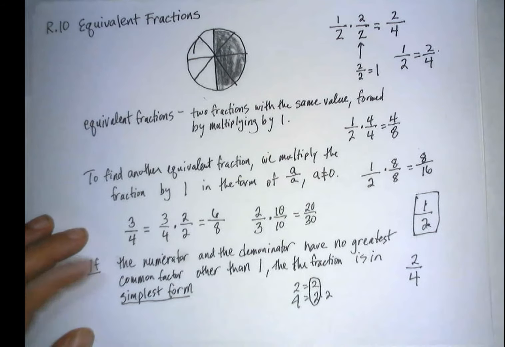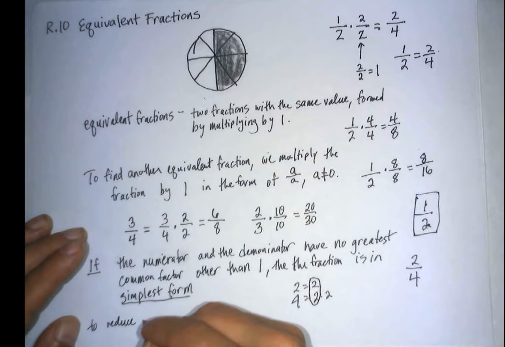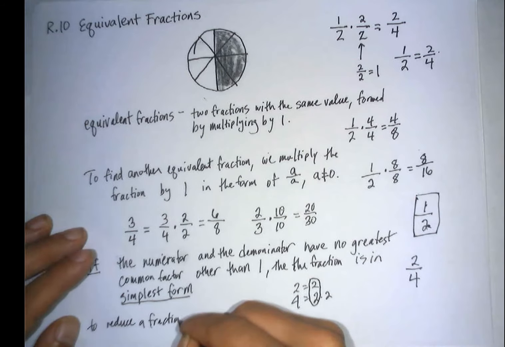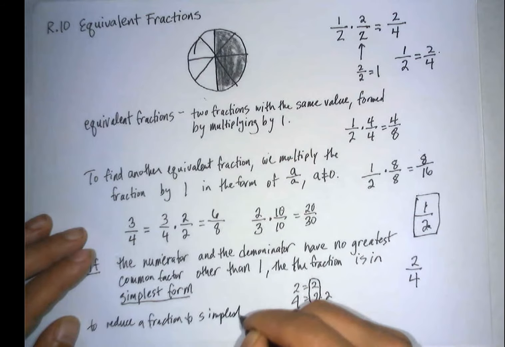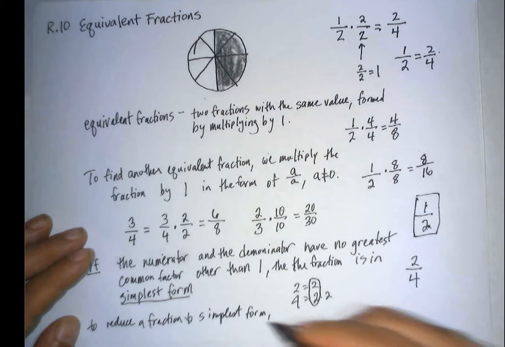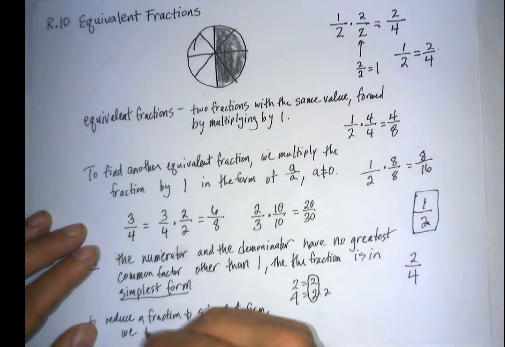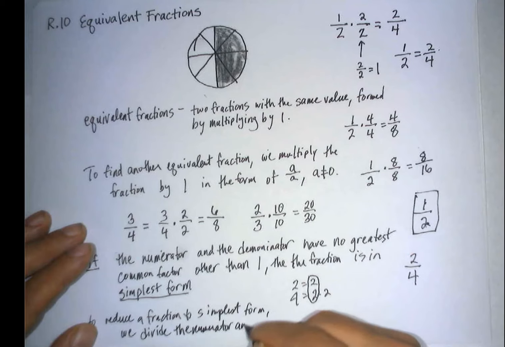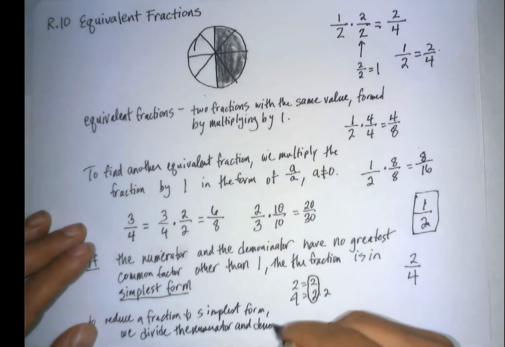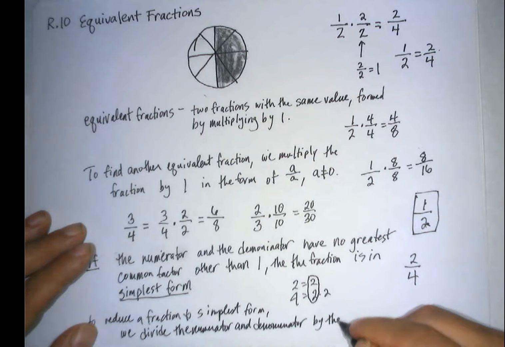However, to reduce a fraction to simplest form, we divide the numerator and denominator by their greatest common factor.